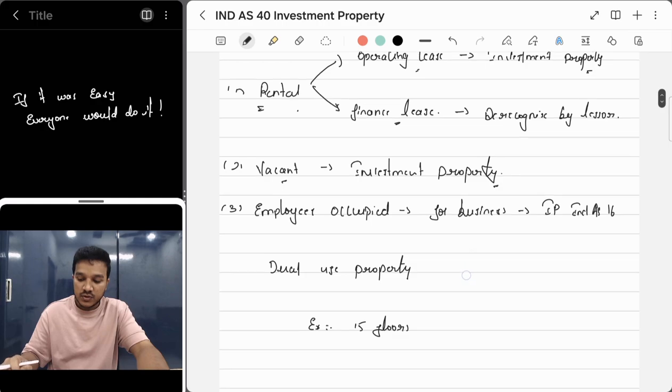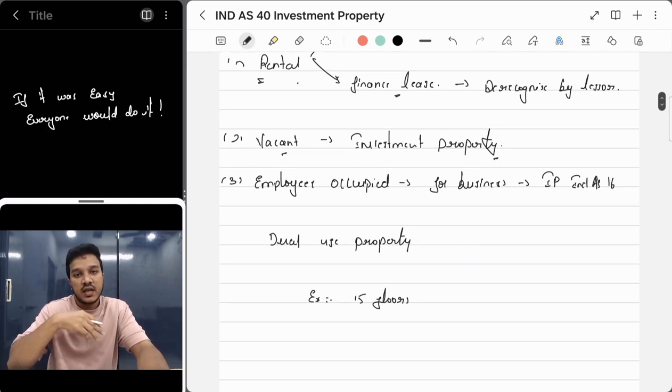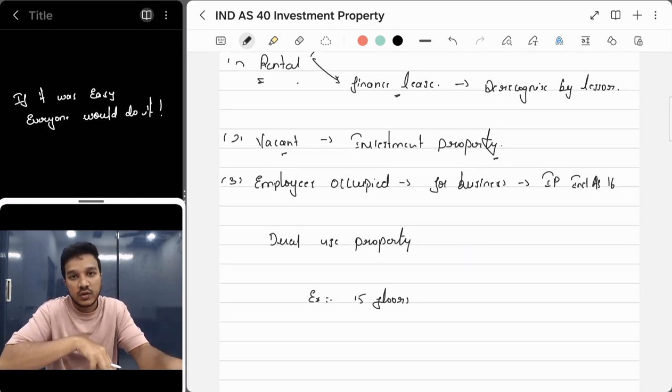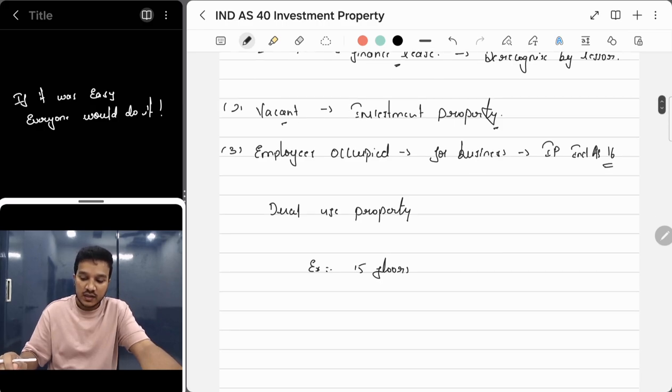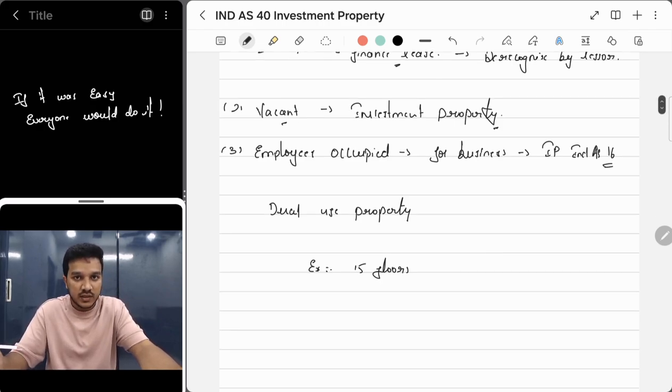Okay, suppose I'm running a business, and I have given some quarters to my employees. They are staying in those buildings. Since I've given it to my employees and that is for my business, it will be treated as property, plant and equipment, and Ind-AS 16 will be applicable in that case. Okay, till here, there are a few questions in the study material. Definitely you will be able to answer those questions.